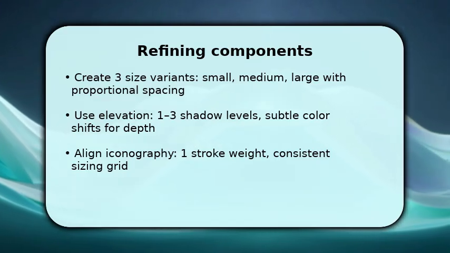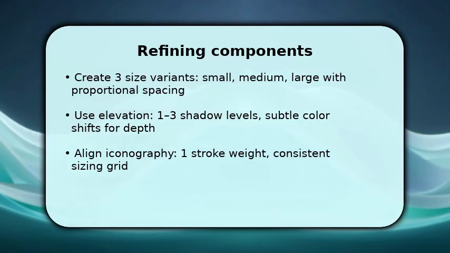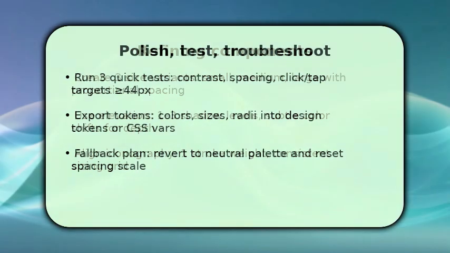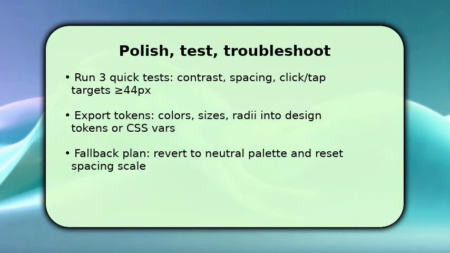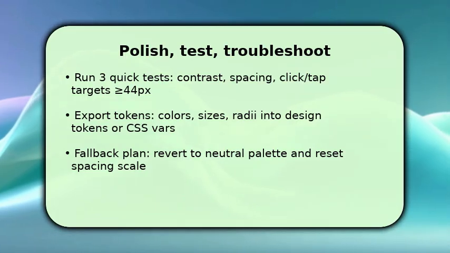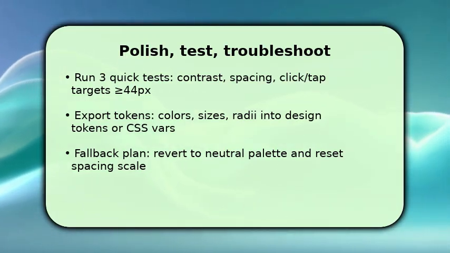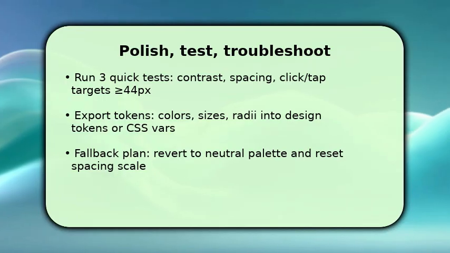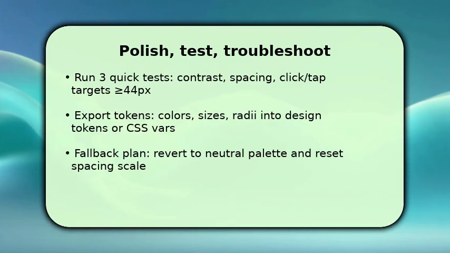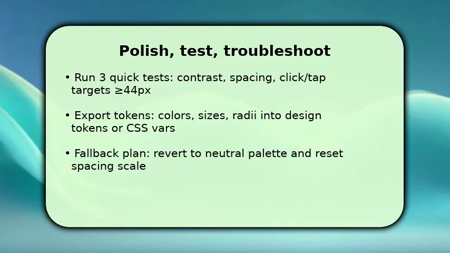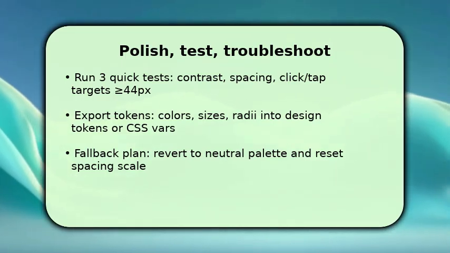You finish by polishing interactions and testing. Check contrast ratios, verify spacing consistency, and ensure touch targets are at least 44 px. Once done, export colors, radii, and spacing as tokens or CSS variables for reuse. If something breaks, make sure to isolate the offending token and revert to a neutral palette and base spacing to restore legibility. Finally, iterate with real content.